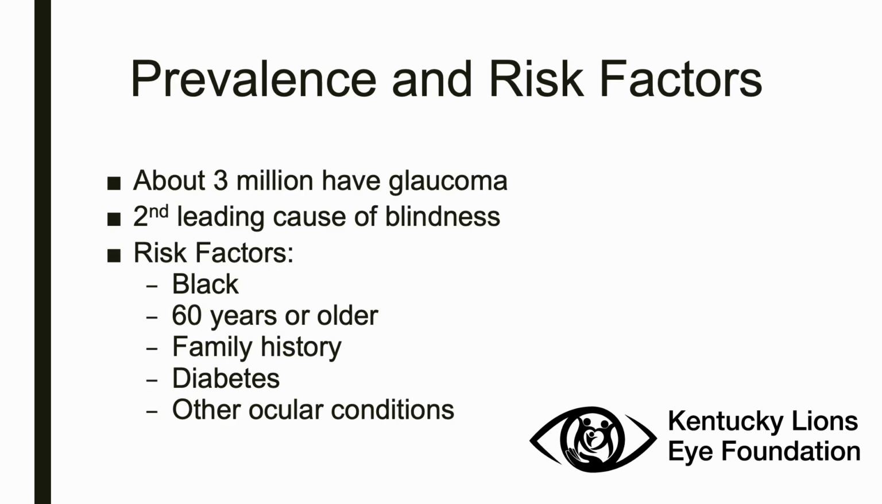According to the CDC, glaucoma is prevalent in about 3 million Americans, and it's the second leading cause of blindness worldwide. Risk factors associated with glaucoma can include, but are not limited to, being Black and over 40 years old, age 60 years and over, a family history of glaucoma, diabetes, and other ocular conditions of high IOP, thin cornea, and abnormal optic nerve anatomy.